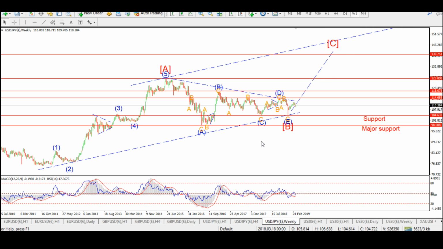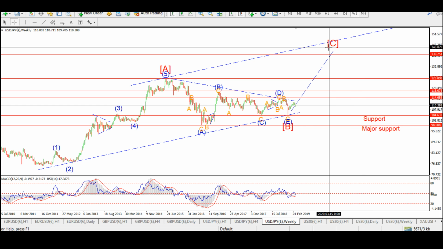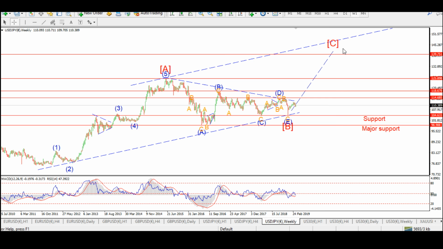Right now, I think that we are beginning a lift out of this corrective triangle, and we are pushing to the upside for a pretty decent long-term rally over the next couple of years, with an interim target up around the 145 to 150 area, for wave C of this three-wave structure.